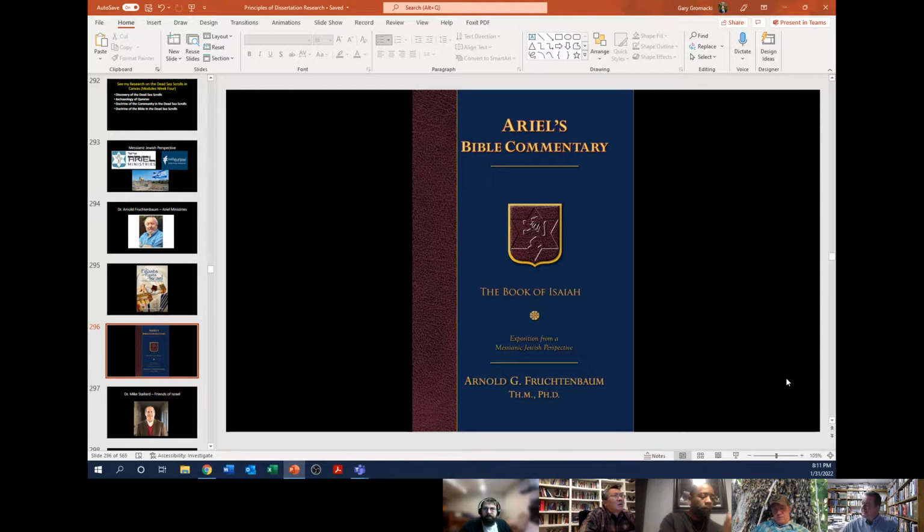And the brand new commentary that's come out. Stephen Mapes is very excited about this because he's writing on Isaiah. Fruchtenbaum is writing several commentaries on the Old Testament, and this is the Isaiah commentary. It's just come out. What makes his commentaries unique? Again, each commentary is from a Messianic Jewish perspective. So you're going to get how the rabbis interpret Isaiah 53, and he critiques that.